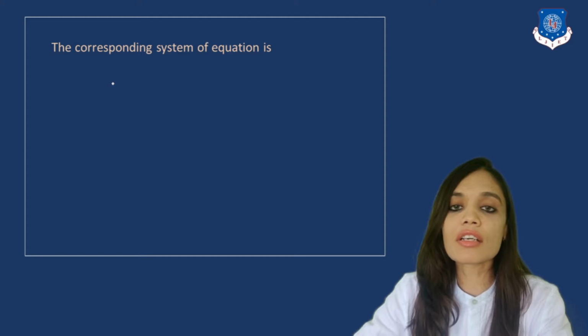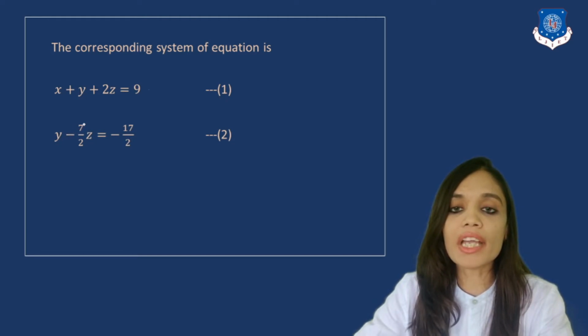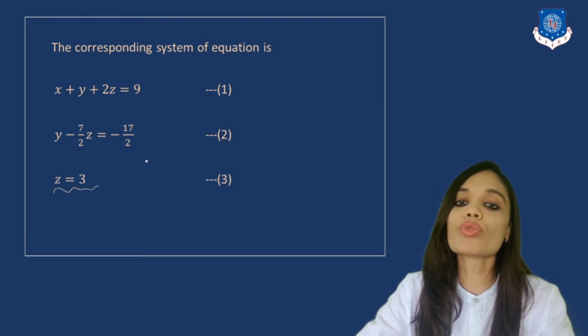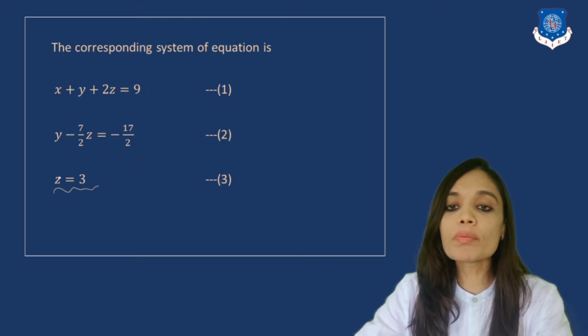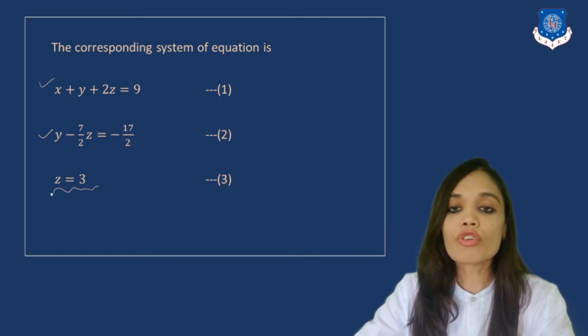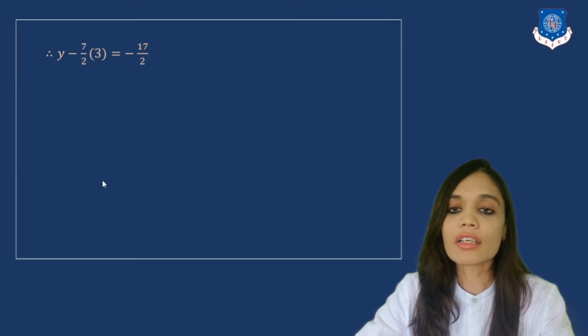So the linear system will be x plus y plus 2z equals 9. The next equation will be y minus 7 by 2 z equals minus 17 by 2, and the last equation will be z equals 3. Now what we will do, we will put the value of z equals 3 in these two equations, right? So this procedure is known as back substitution. So firstly let me put the value of z equals 3 in our equation 2.